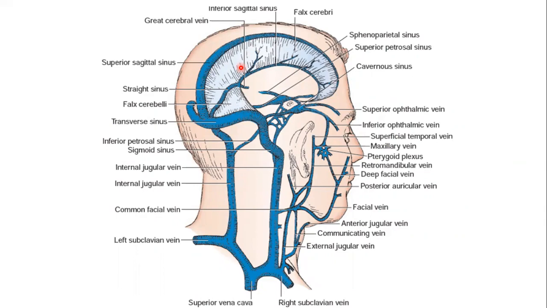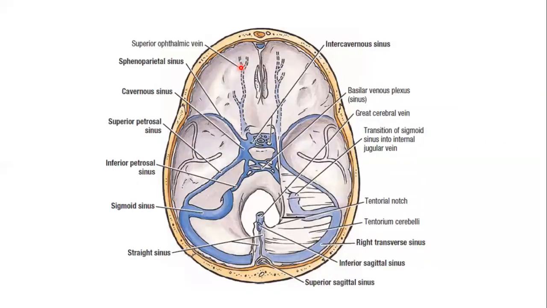So to first identify the paired ones, in their spotting, these are the cavernous sinuses. First of all, the cavernous sinuses are on each side of the sella turcica on the body of the sphenoid bone. These are the cavernous sinuses. They are the paired sinuses.